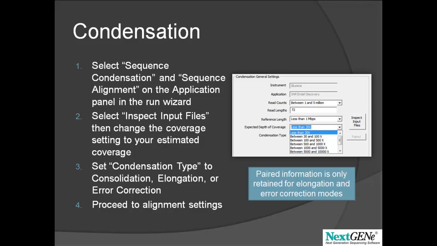There are three condensation types. Any of the three methods can be used with Illumina and solid data. Only error correction is used with Roche 454 data. Error correction, of course, helps correct sequencing errors. Elongation corrects errors and also lengthens reads. Consolidation corrects errors, lengthens reads, and reduces the overall data volume. Paired information is only retained for elongation and error correction modes.